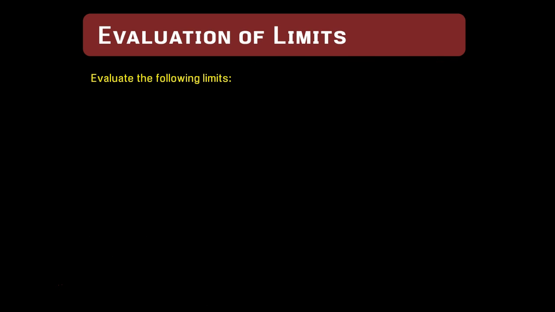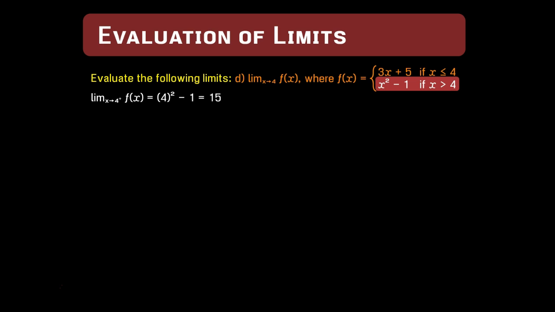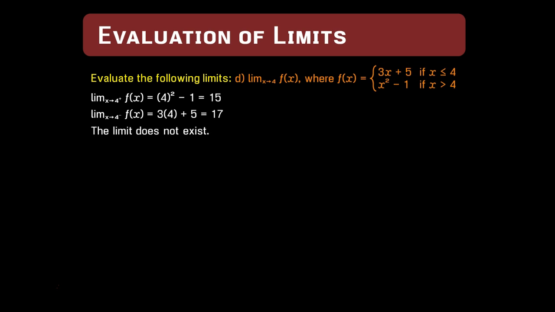So what happens if the function has different behaviors above and below 4? We can use one-sided limits in that case. The right side limit looks at values slightly greater than 4, so we use this piece of this function. Then the left-sided limit looks at values slightly less than 4, so we use the other piece of the function. If the two sides don't line up, then the limit doesn't exist.